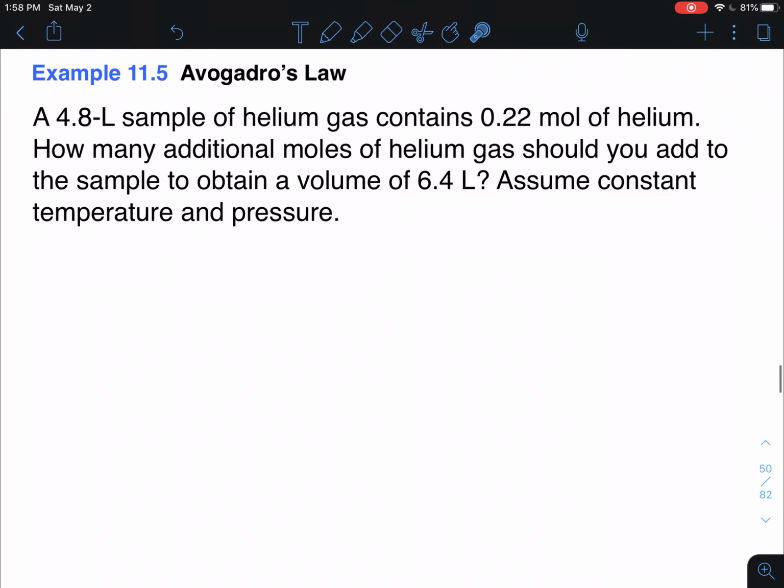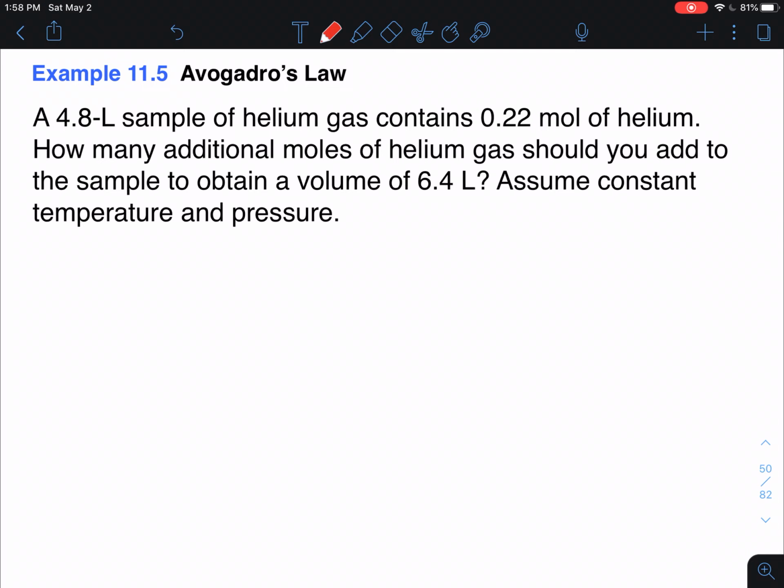So here's a quick example. A 4.8 liter sample of helium gas contains 0.22 moles of helium. How many additional moles of helium gas should you add to the sample to obtain a volume of 6.4 liters? Assume, obviously, constant temperature and pressure.